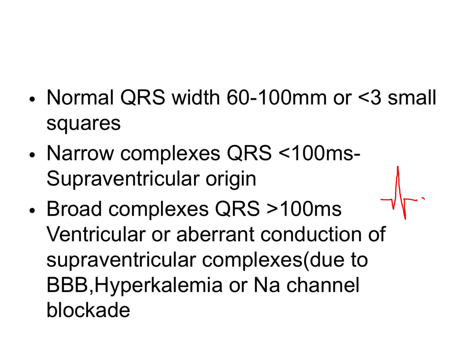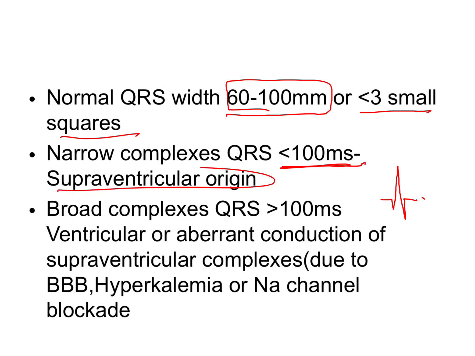QRS complexes can be narrow complex QRS, or we can say broad complex QRS. Normal QRS width is usually 60 to 100 milliseconds, or we can say less than 3 small squares. If the QRS complex width is less than 100 milliseconds, they are usually of supraventricular origin. Supraventricular origin means they originate either from the atria or the AV node, or we can classify into broad complex QRS if the width is more than 100 milliseconds.